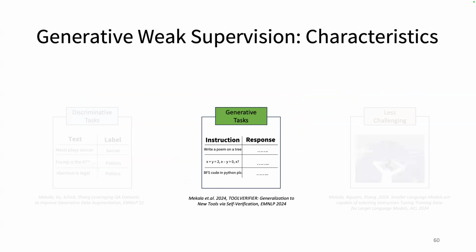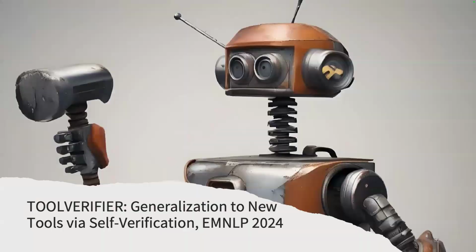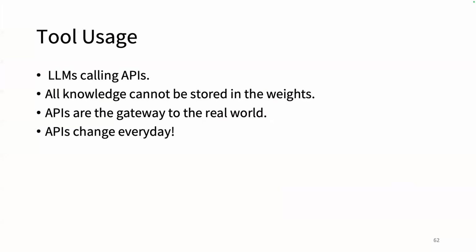All right, moving on. Now let's look into generative weak supervision, like how to generate training data for generative tasks. Here, I'll discuss my EMNLP 2024 work, ToolVerifier: generalization to new tools via self-verification. So a little bit of background. What's tool usage? Tool usage implies LLMs calling APIs.